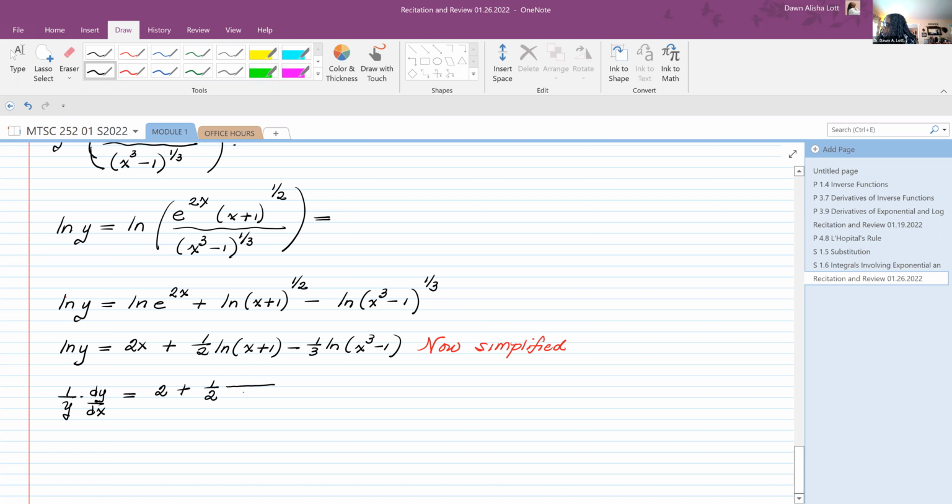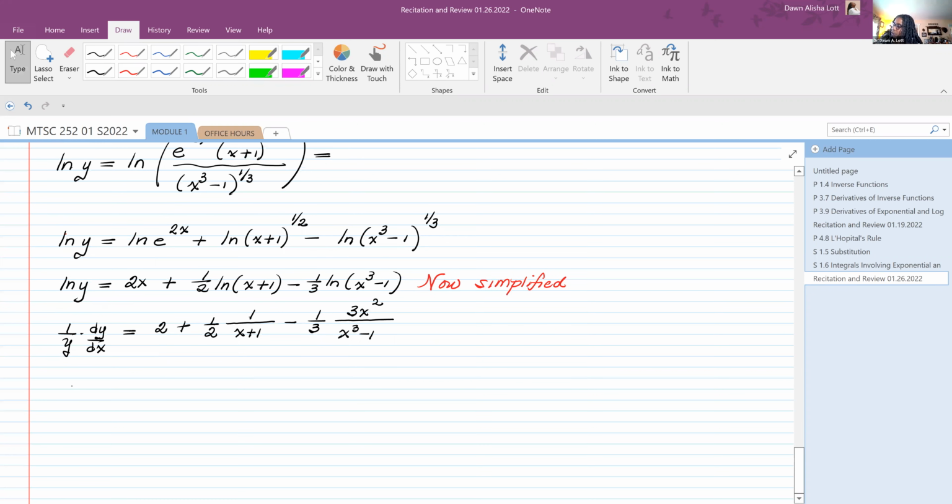You're going to get x plus 1 in the denominator and 1 in the top. This one, you get 1/3. You're going to get x cubed minus 1, but you have to get 3x squared in the top. So now dy dx says take that whole thing, which is 2 plus 1 over 2 times x plus 1 minus x squared over x cubed minus 1, and multiply that whole thing by y.